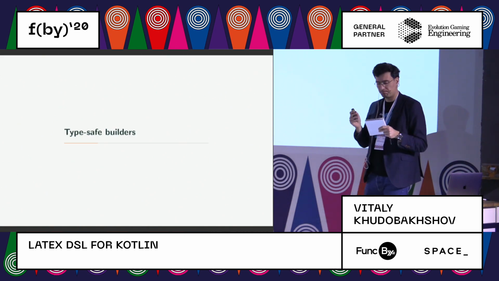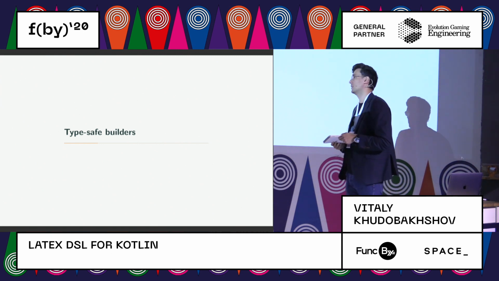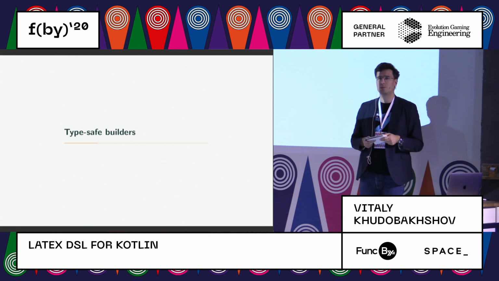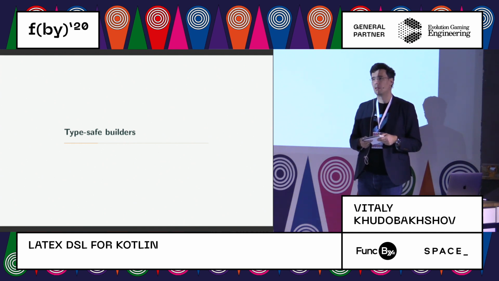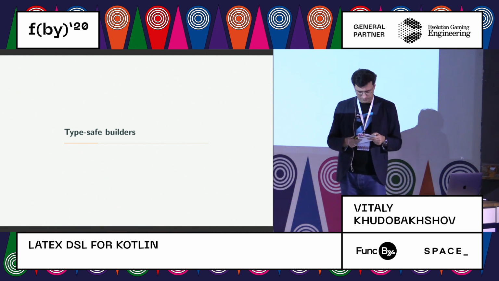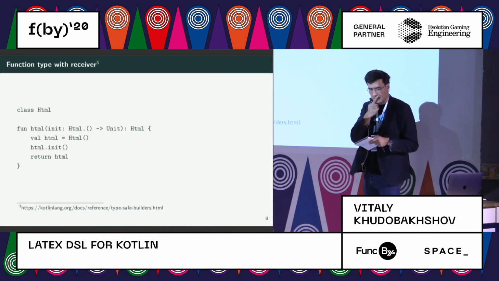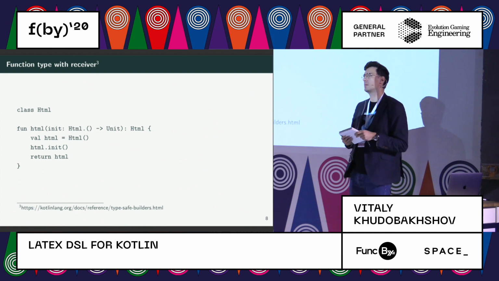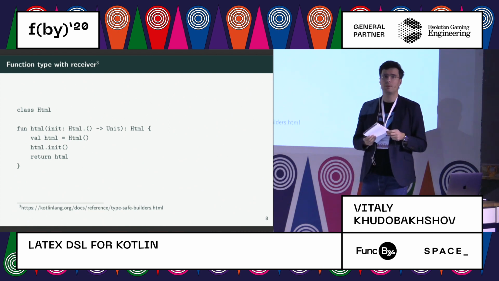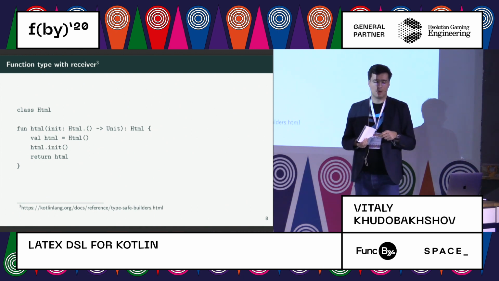The bread and butter of the embedded DSLs in Kotlin are type-safe builders. Do you know something about type-safe builders? Oh, not too many. Let's start from a very simple example. The text DSL is the really comprehensive one, but we can start from something really small and tractable.